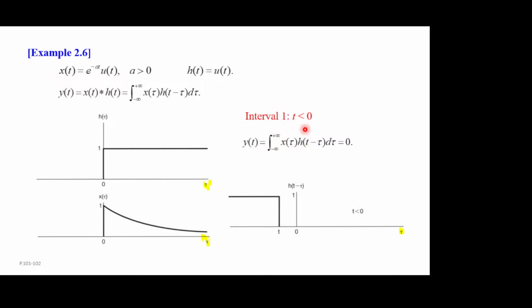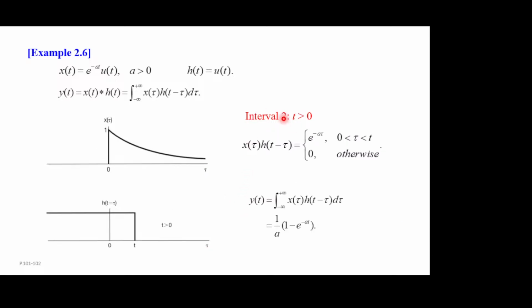So for t less than 0, we see that the h of t minus tau is all less than 0, and your x of tau only has the tau bigger than 0 part. So those two things have no overlap. And so when you multiply together, they become 0, and the integration over tau will be 0. And for t bigger than 0, then your x of tau is still here, and h of t minus tau now pulls to the right. So we have some overlap on this region.